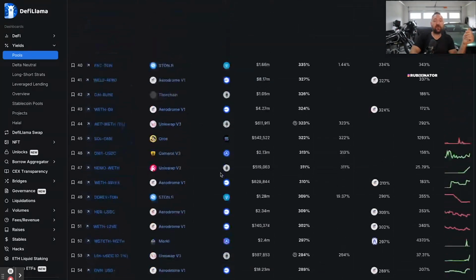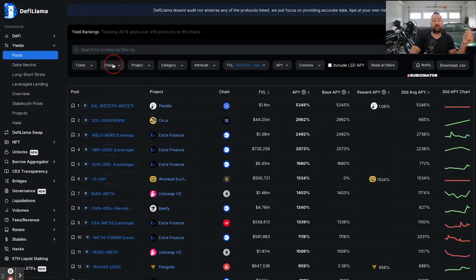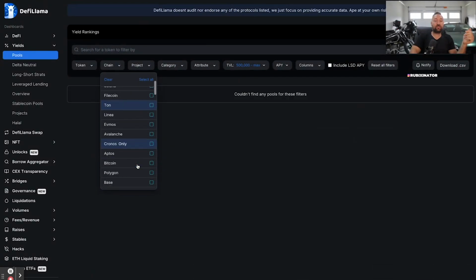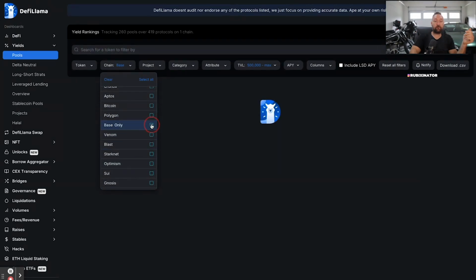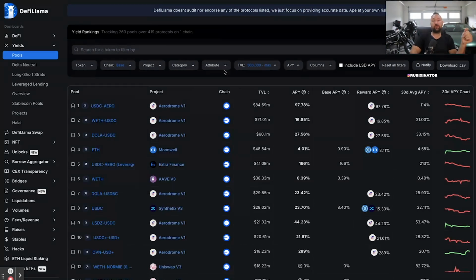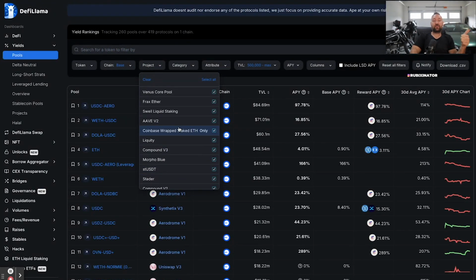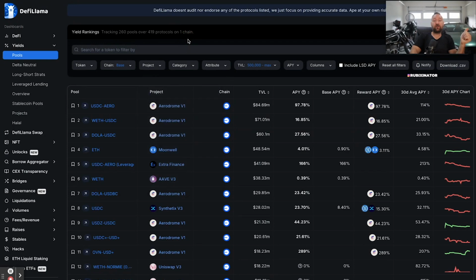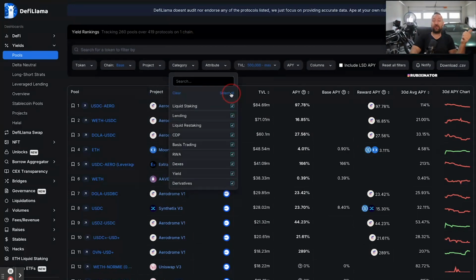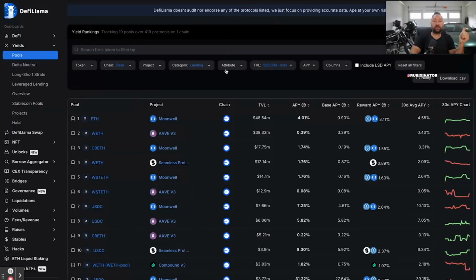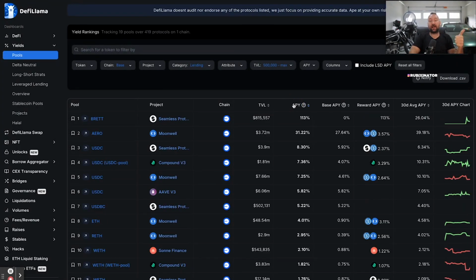You get the point. Now you can also categorize from different chains. So maybe we just want to stick to Base right now. Okay, there we go. You could also go by project. So maybe we just want to switch to Uniswap or Aerodrome or whatever. You could also go by category with, hey, I'm just looking for lending on Base. There we go. I could search for highest APY.